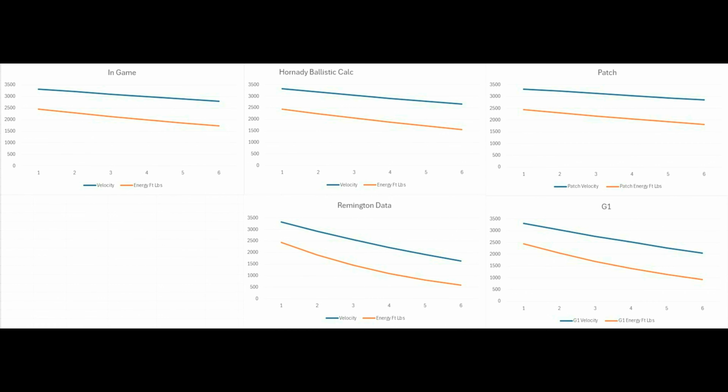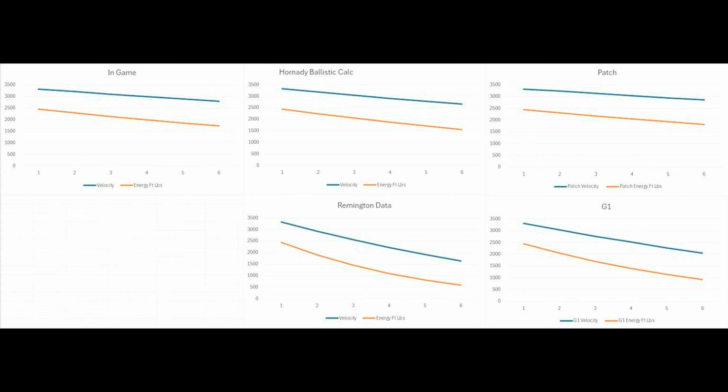The bottom graphs, the Remington data in the G1, that's the Remington data from the website using the G1. The G1 on the bottom right is the actual G1 data in a ballistic calculator, the Hornady ballistic calculator. So the data on the bottom is correct with the G1. The data on the top, after the patch and in game, is using the G7 design. That bullet should not be using the G7. It should be using the G1.